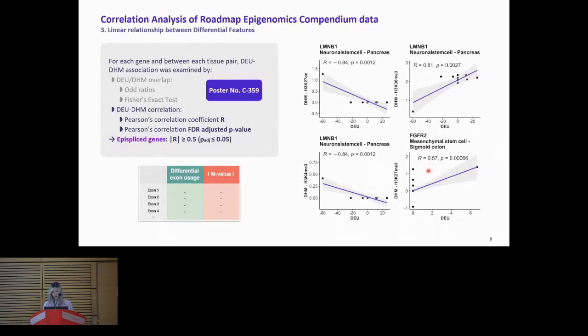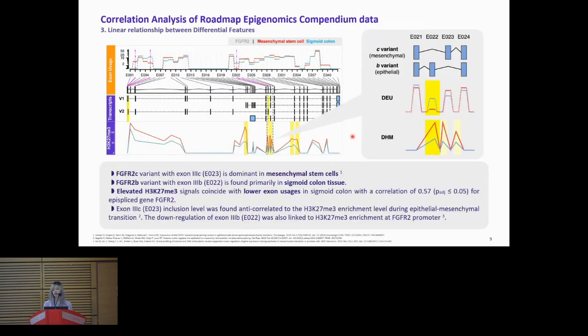So we would focus more on this FGFR2 because it has an interesting story to it. FGFR2 is a famous gene, and it has 2 transcript variants that are notably important in the epithelial and mesenchymal transition. So it has 2 transcript variants, that is the C and B variants. The C variant is most often found in mesenchymal cells and contains exon number 23, while the B variant contains exon number 22 and is mainly present in epithelial cells.